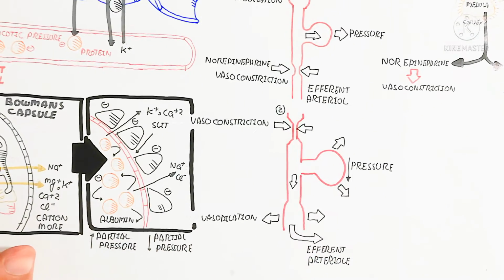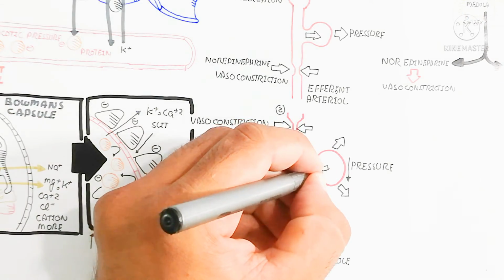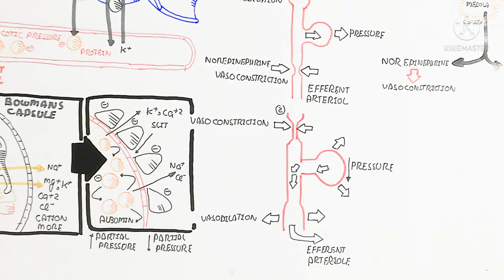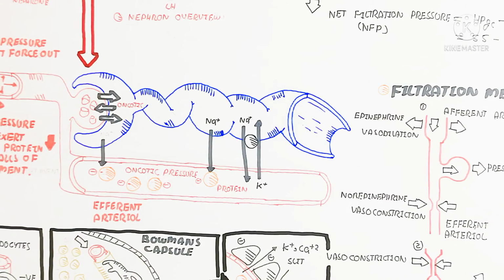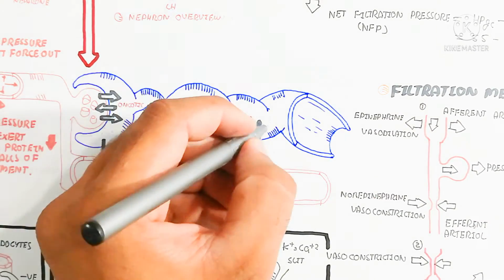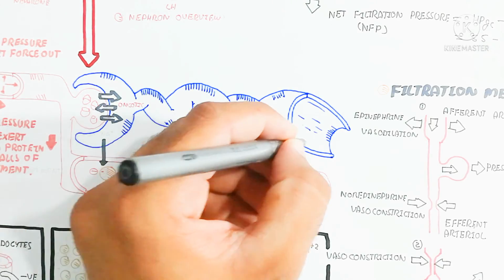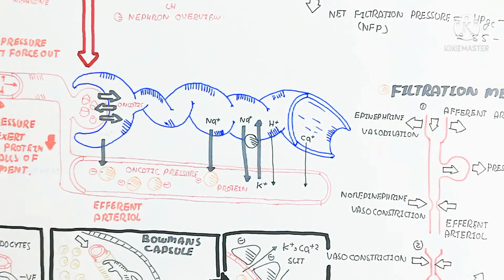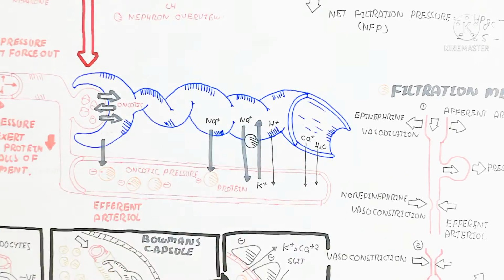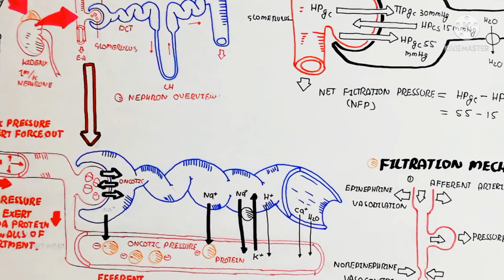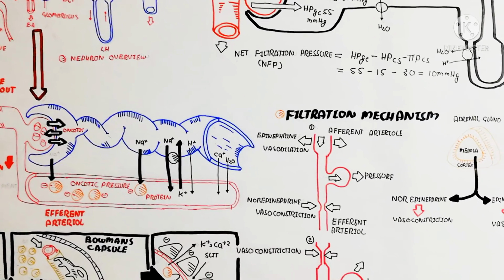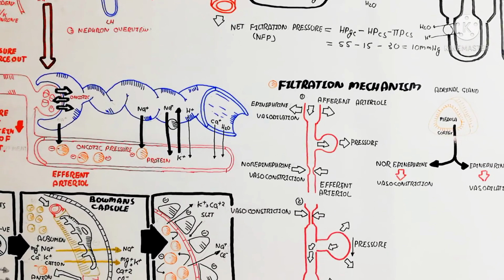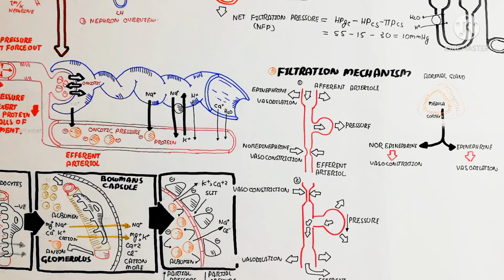So that is the net filtration pressure we had discussed, and we had discussed the glomerular filtration. Here reabsorption will occur. Why? Because there is more water in the glomerular capillary, while the efferent arteriole contains less water, so the water will again move by passive diffusion. So thanks for watching.